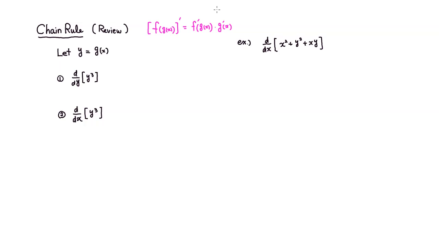All right, let's see if we can understand the difference between the following two derivatives. Let's say y is a function of x, so I'm going to call it g of x. So y equals g of x. What would be the difference between the derivative of y cubed with respect to y and the derivative of exactly the same function y cubed with respect to x? So you can see that here the difference is with respect to y or with respect to x.